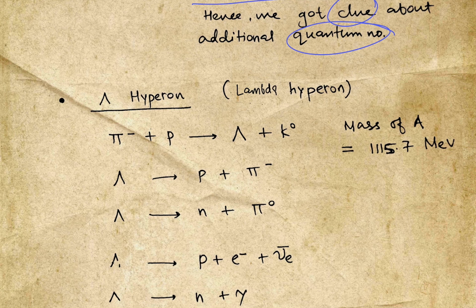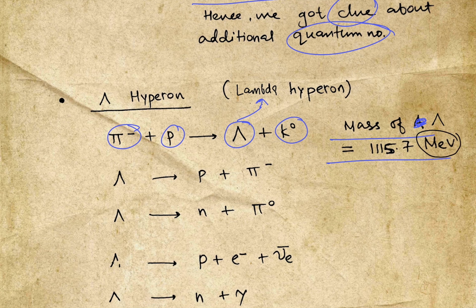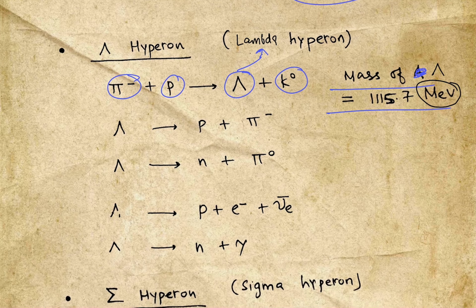So you take one pion with minus charge, combine it with one proton, it will give you lambda hyperon and kaon with zero charge. And the mass of hyperon is, this is a wrong sign, this is the correct sign. Mass of hyperon is 1115.7 million electron volt. This is how the lambda hyperon is formed.